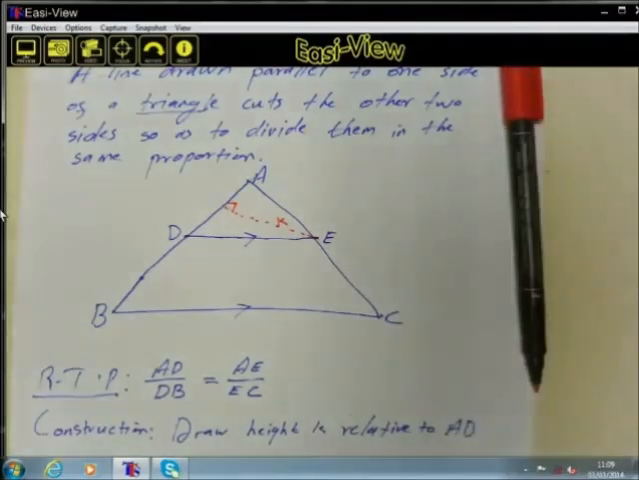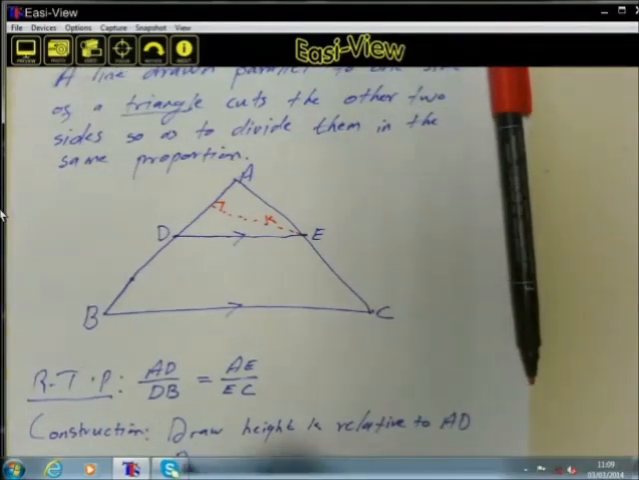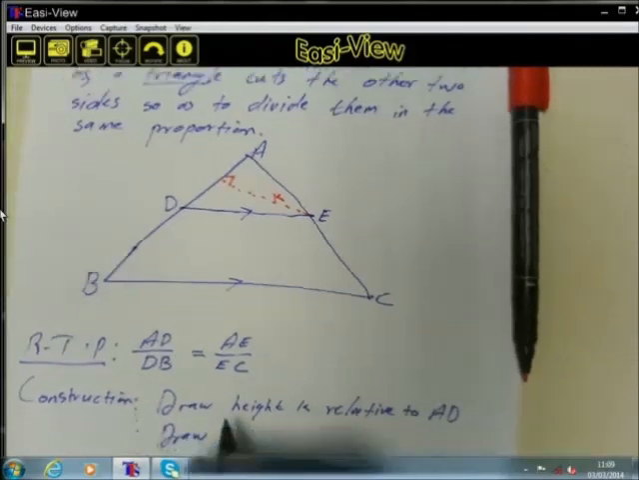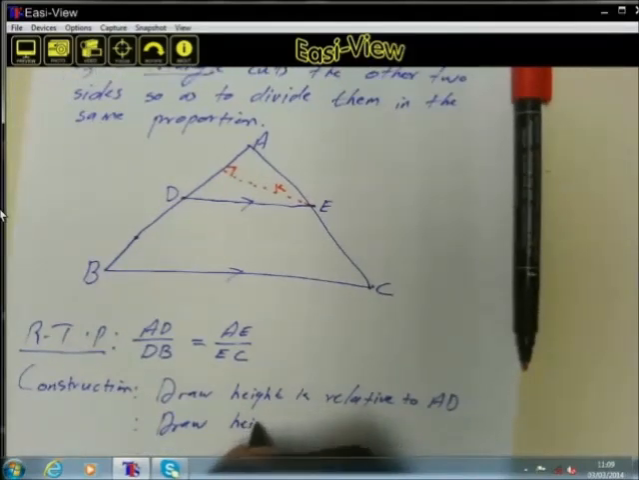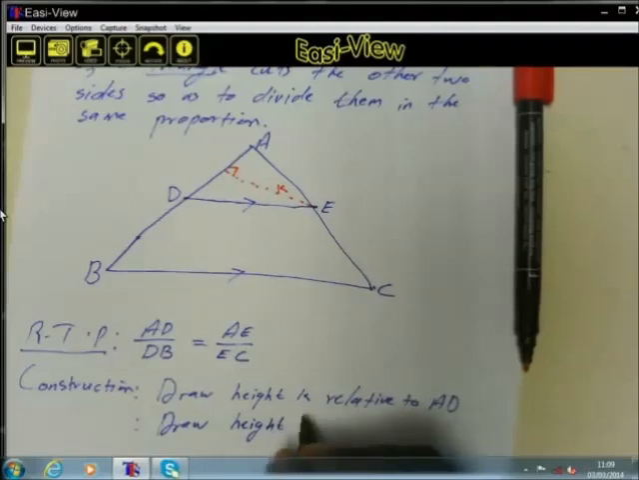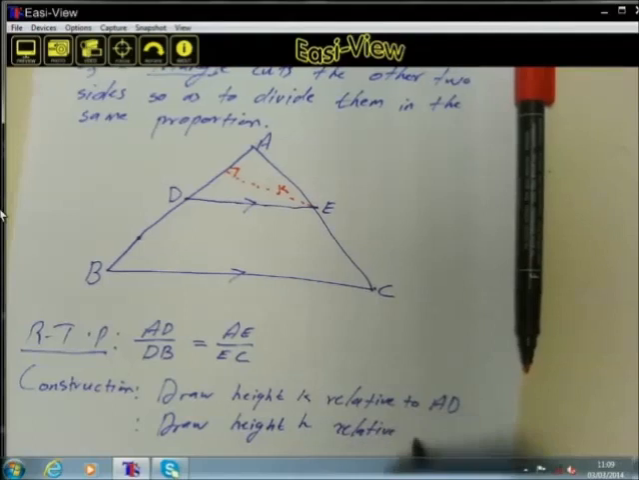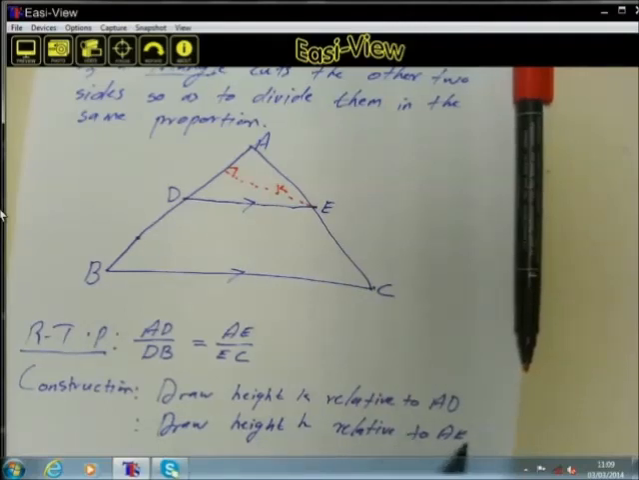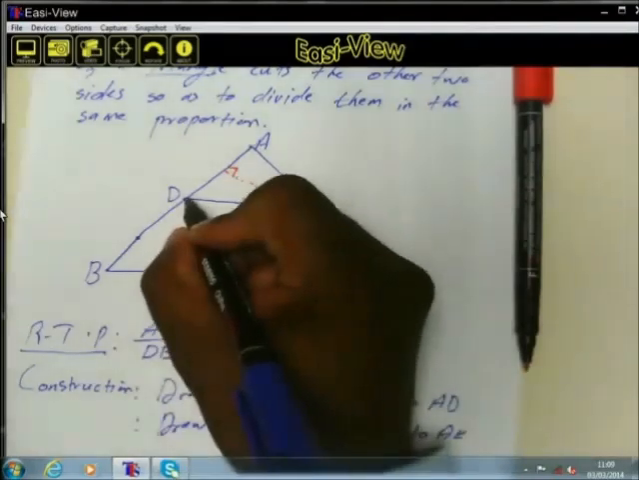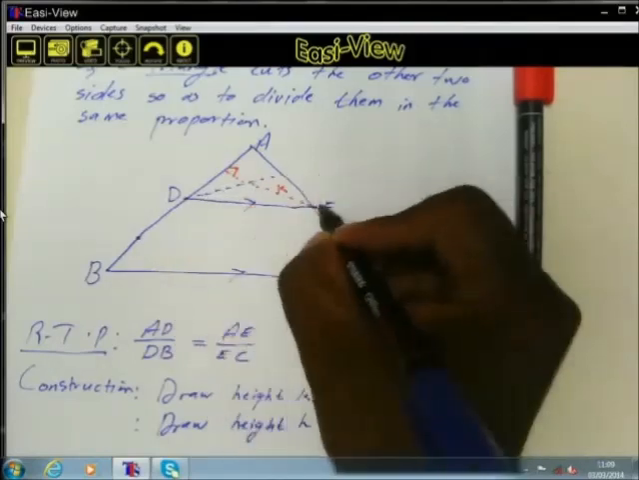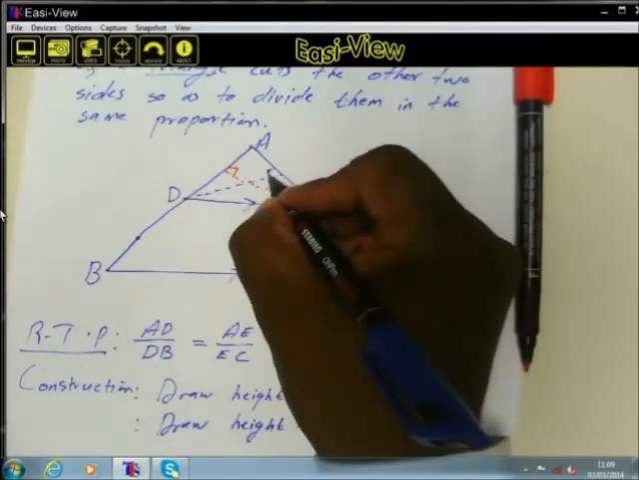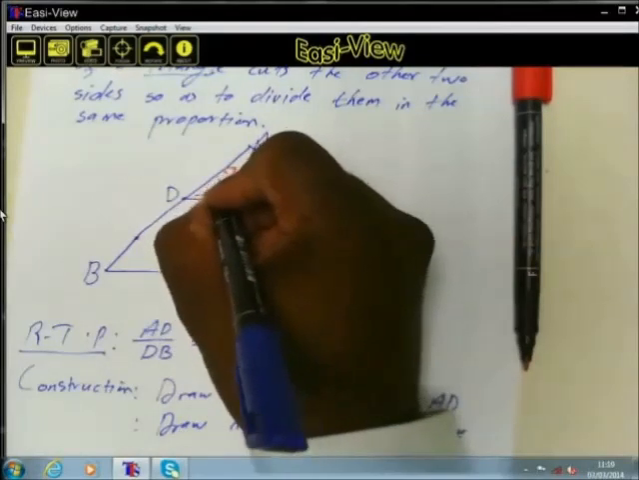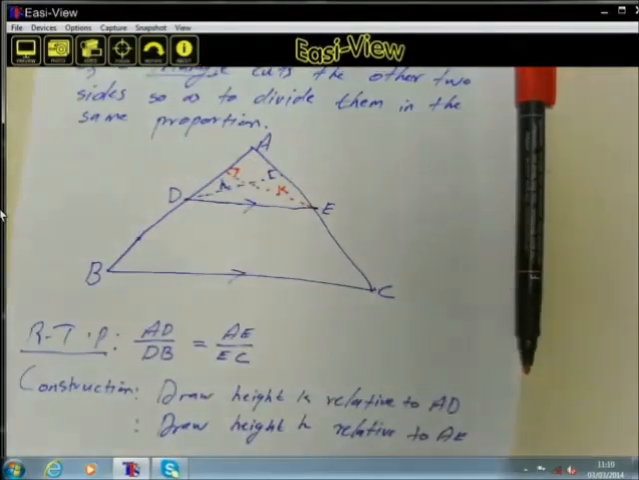Now again, we are also going to draw height H relative to base AE. Let me draw height H such that AE becomes the base. There we go. Now AE is the base because it's a height, 90 degrees, and this one we denote by the letter H.